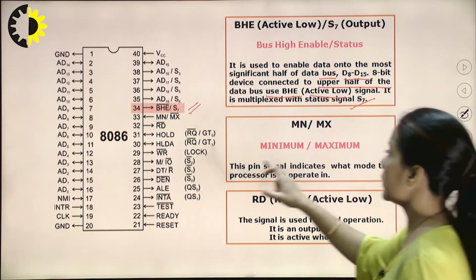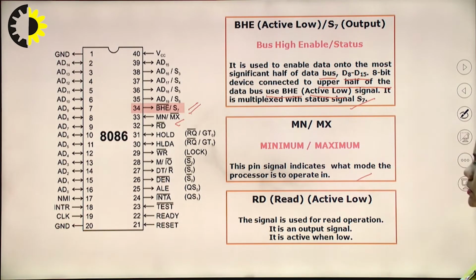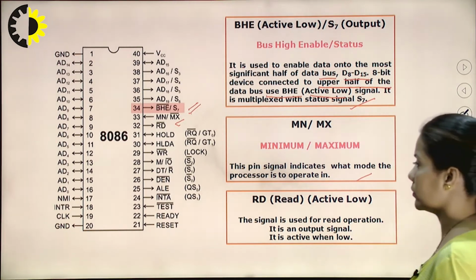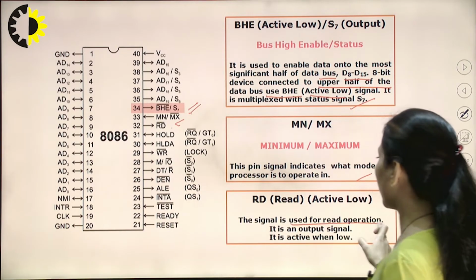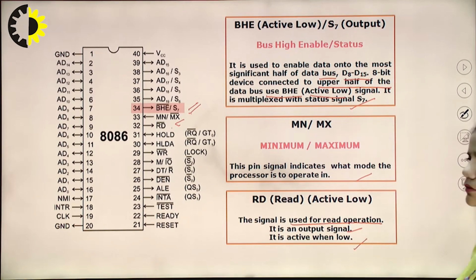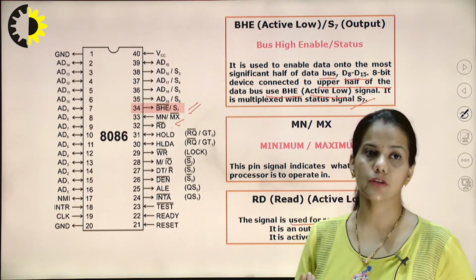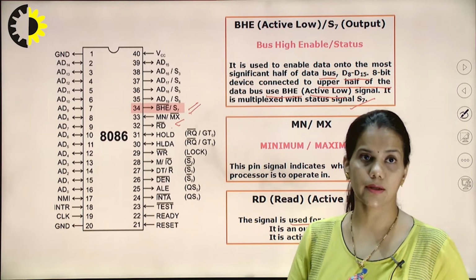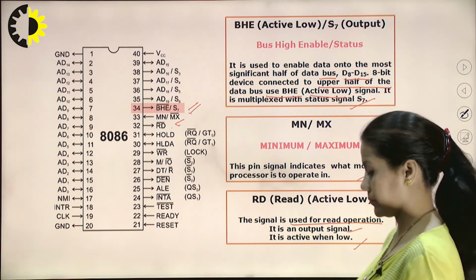What is this minimum and maximum mode? I have already explained. This pin indicates what mode the processor is being operated in. Read. This signal is used for the read operation. It's an output signal, active when low. So this is an active low signal, and it should be at logic 0 to indicate the read operation performed in the 8086.